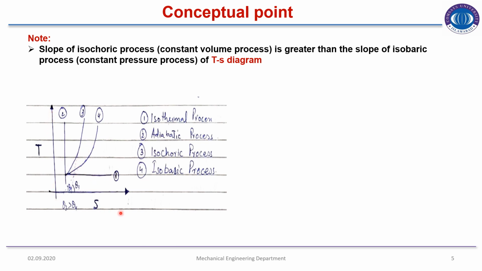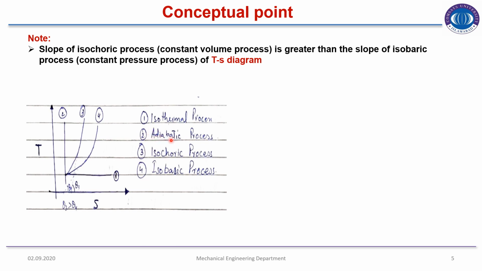Here we have an example. We have a TS diagram and 4 processes are shown on it. Number 1 is the isothermal process. The isothermal process is the process in which temperature remains constant. That is why the 1 is written. So 1 is a horizontal line parallel to the x-axis. It means temperature is constant.